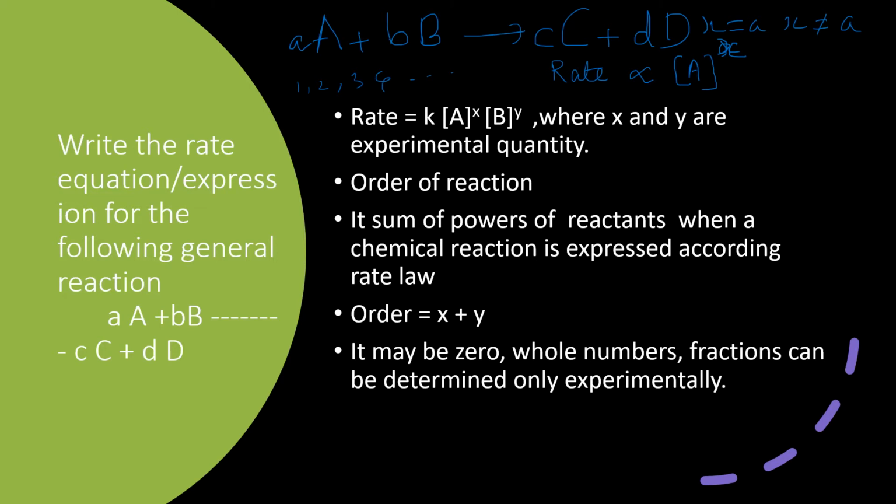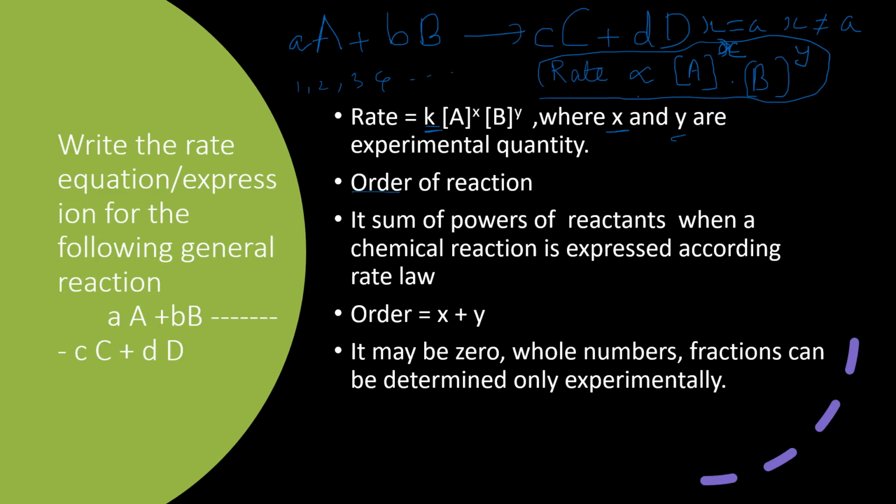There are two reactants, so we need to multiply the concentration of reactant A raised to x and B raised to y. So this is the rate law for this reaction. We avoid the proportionality constant by using K, right? Where x and y are experimental quantities.